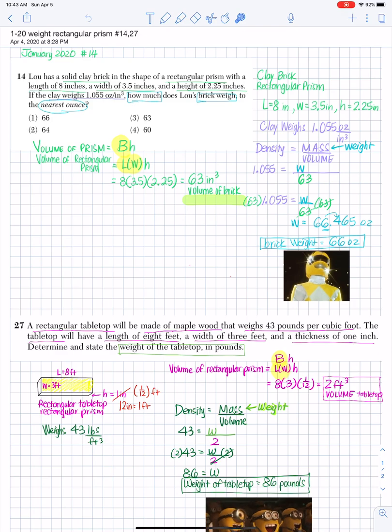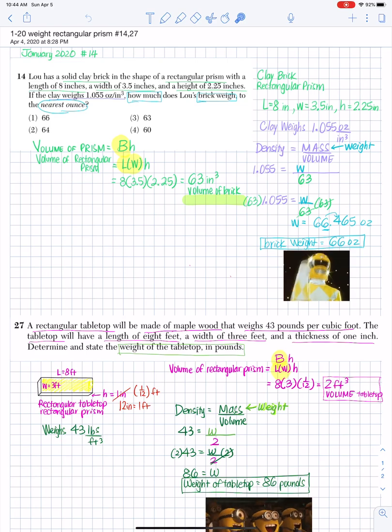So we've got to take a step back and look at the volume. How do you find the volume of any prism? It's capital B times h. Capital B is the area of the base, and the base is a rectangle, so we find the area of a rectangle: length times width. So the volume of a rectangular prism is length times width times h. You plug in all the information from the notes, and we get 63 cubic inches. That's the volume of the brick.